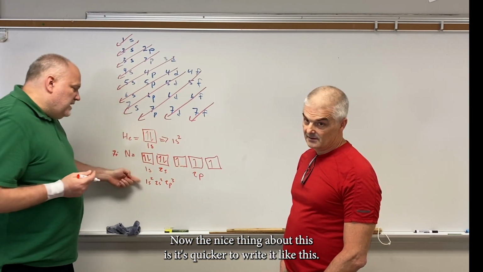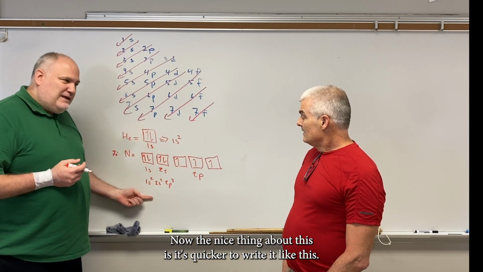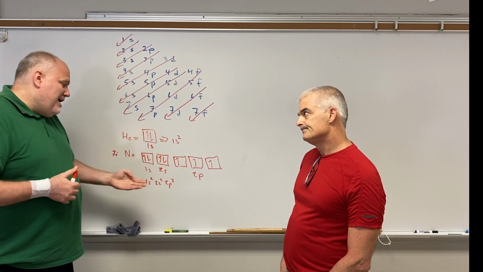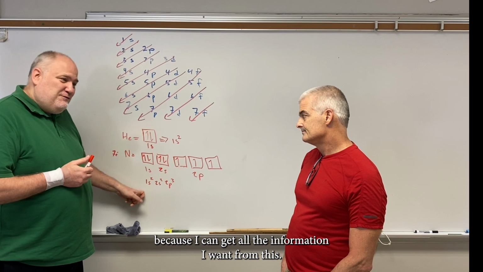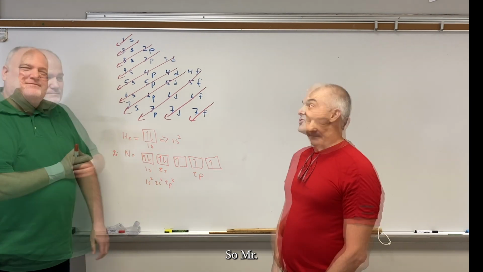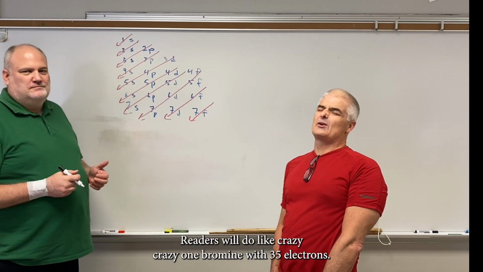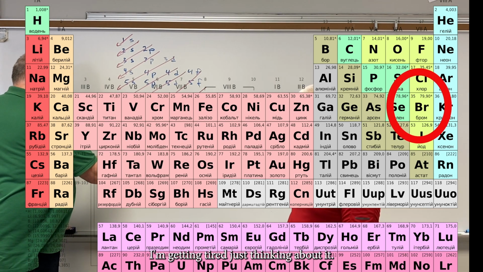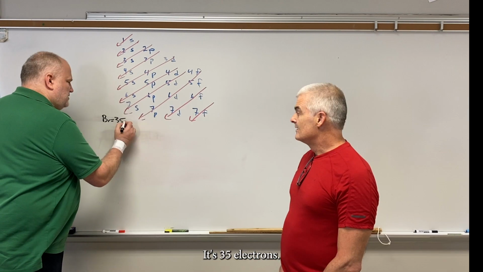Now, the nice thing about this is it's quicker to write it like this. It doesn't show us quite as much information of where electrons are in the atom, but I prefer writing this than this because I can get all the information I want from this. So, Mr. Demetrius, let's do like a crazy one. Bromine with 35 electrons. I'm getting tired just thinking about writing this all out, but it's 35 electrons.